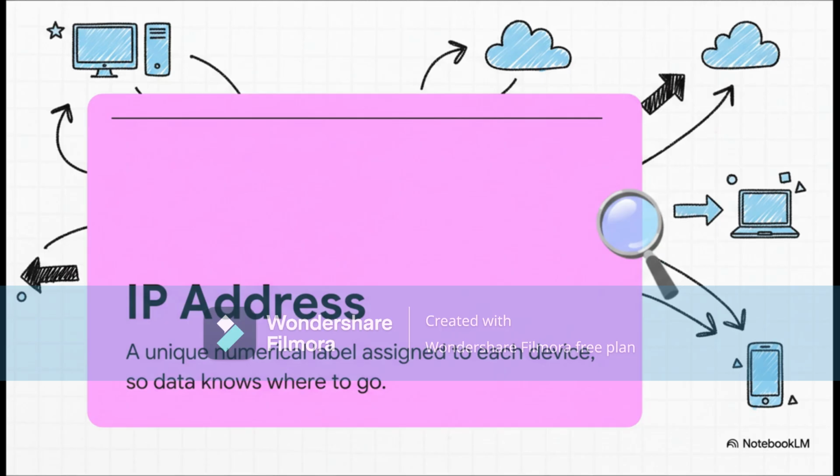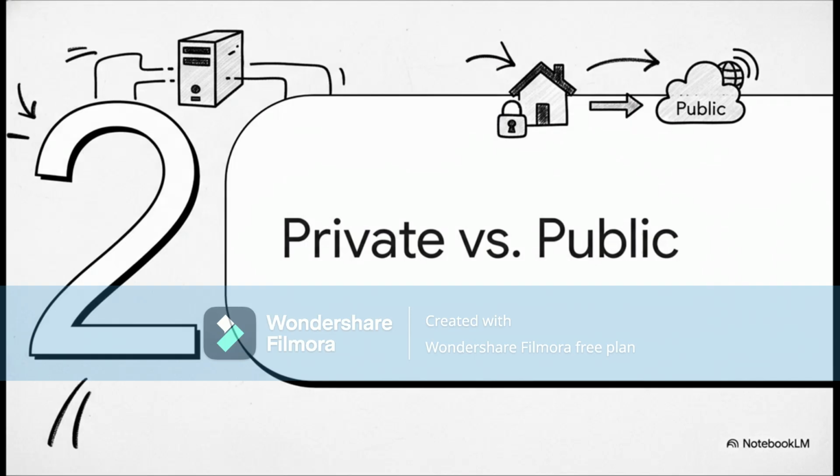You can just think of it as your computer's own unique ID number. But it gets a little more interesting than that. The wild part is that your computer doesn't just have one address. It actually has two of them. One for inside your home network and another one for the big, wide world of the internet.